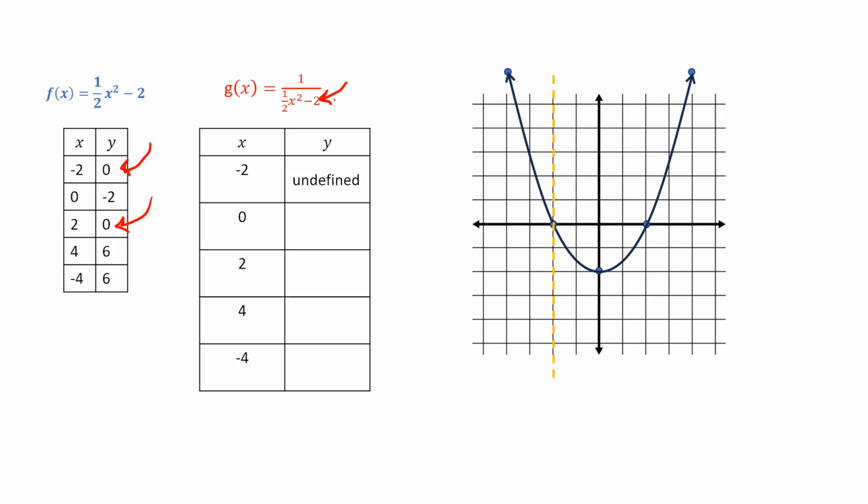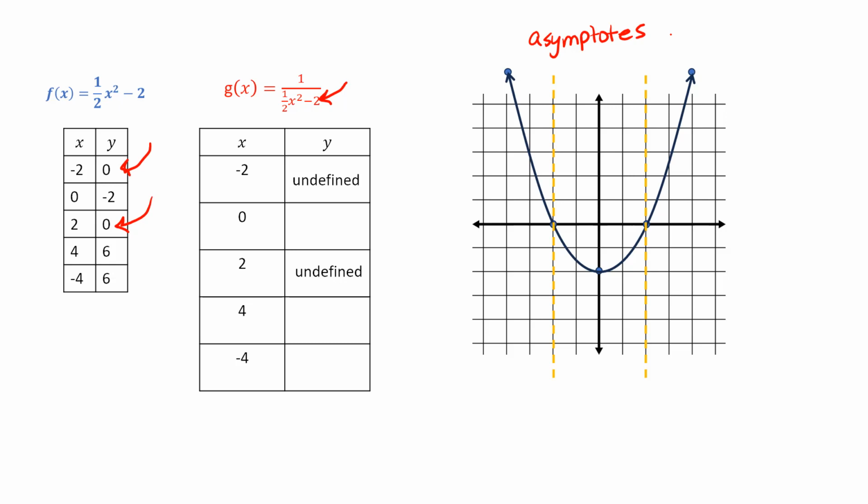You also have, in the original function, (2, 0). So when x is 2 in the original function, you get 0 for y, which means x can't be 2 in the new function because you'll get 1 over 0. So that's not okay, and so you will have to have that other line that you can't touch, and those lines you can't touch but you approach are called asymptotes.